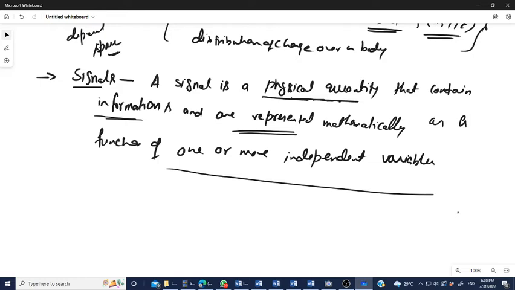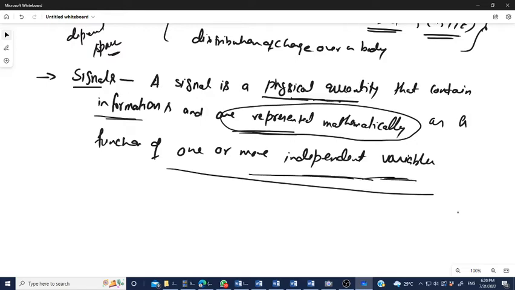Signals should, more importantly, be represented mathematically. If the signal cannot be represented in mathematical form, as a function of one or more independent variables, we can't say this is a signal. So the important point is that a signal is necessarily represented mathematically as a function of one or more independent variables. Now come to the system.